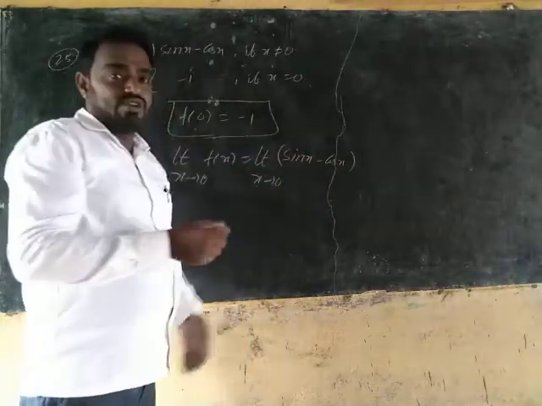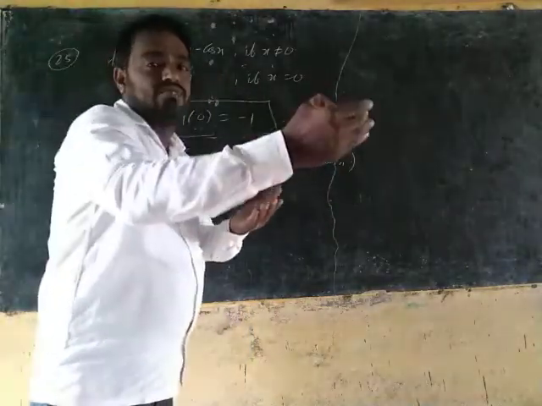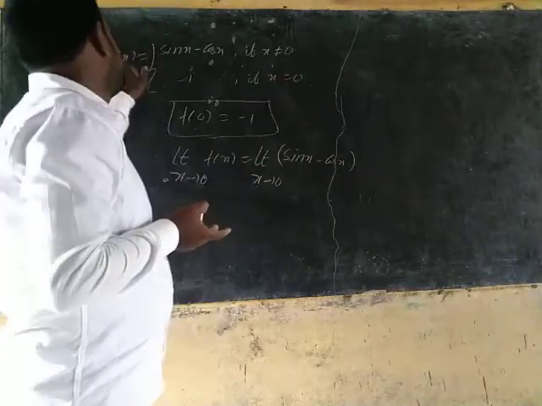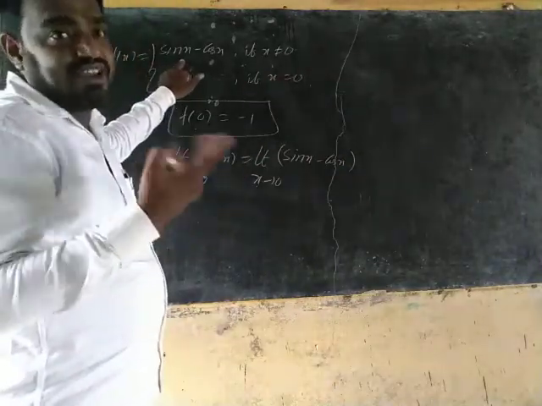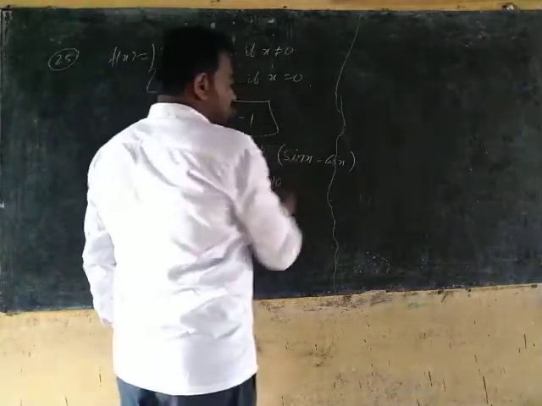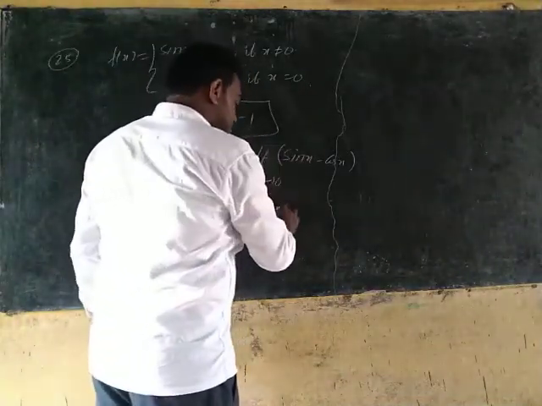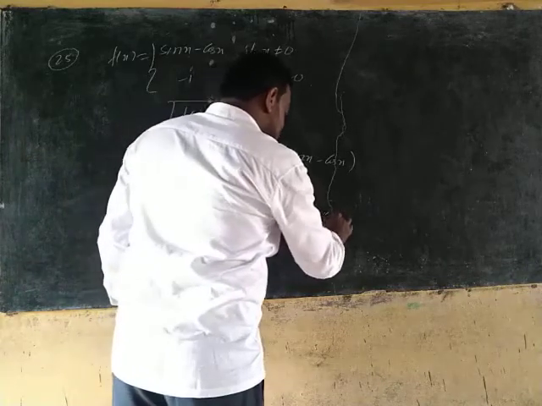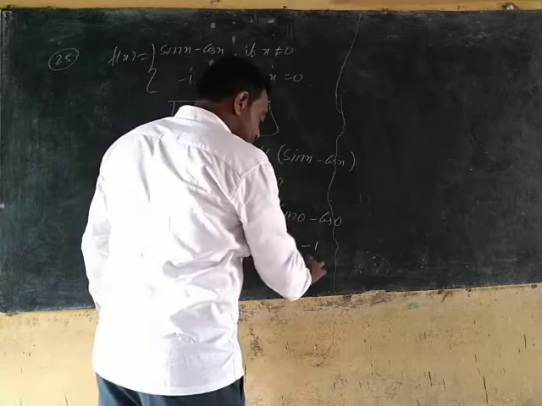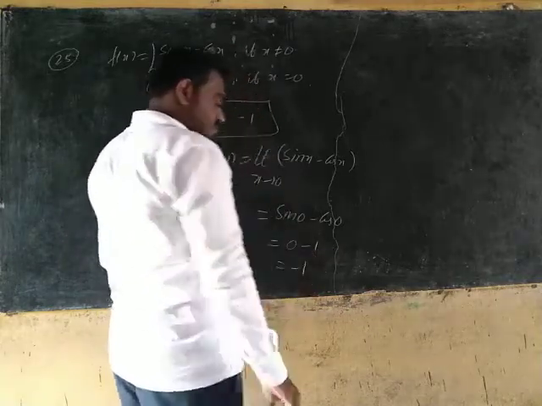X tends to 0 means x is approximately equal to 0, but it is not equal to 0. So x is not equal to 0, and f of x is equal to what? Sin x minus cos x. So now you substitute x equal to 0: sin 0 minus cos 0. Sin 0 value is 0, cos 0 value is 1. So 0 minus 1 is equal to minus 1.